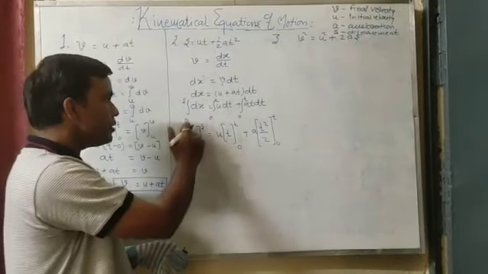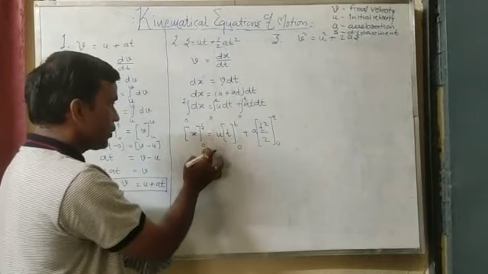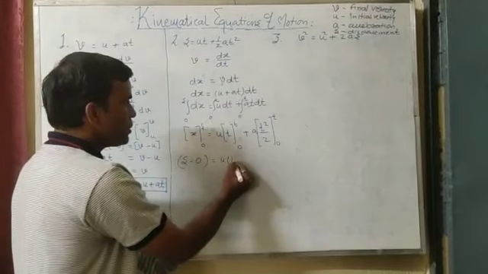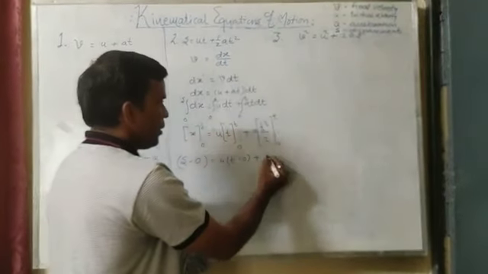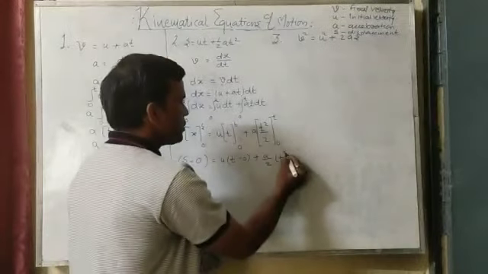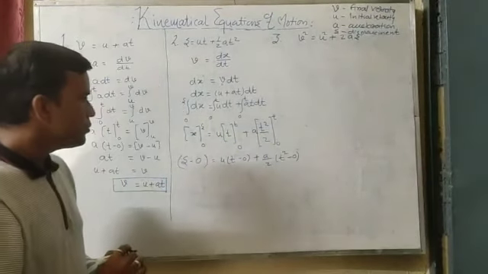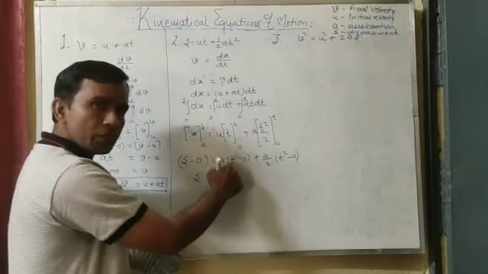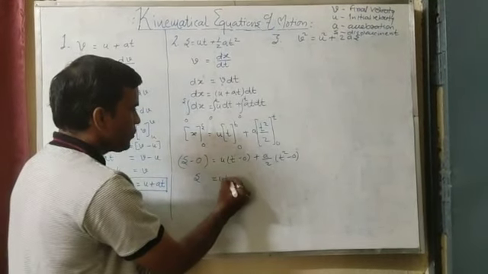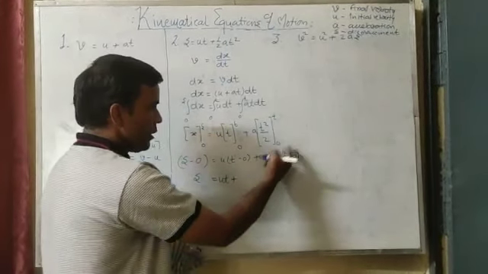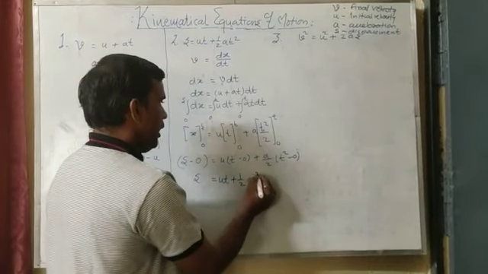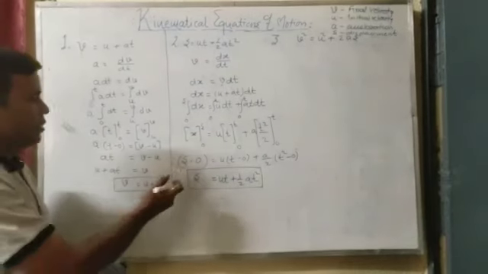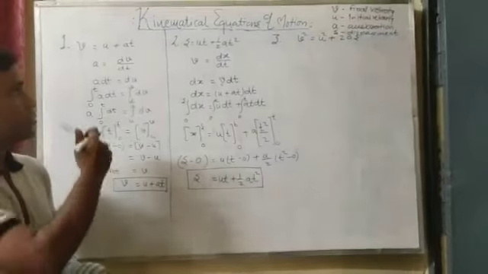Okay, now we'll put the limits to the variable. The upper limit minus the lower limit: the left hand side will become s minus 0 is equal to u times t minus 0 plus a by 2 times t square minus 0. s minus 0 is s, is equal to ut plus 1 by 2 times at square, half of at square. And see how easy it is to prove the second kinematical equation of motion by using the calculus method.